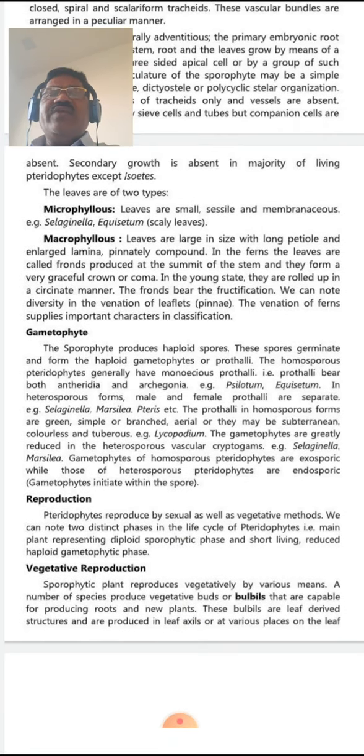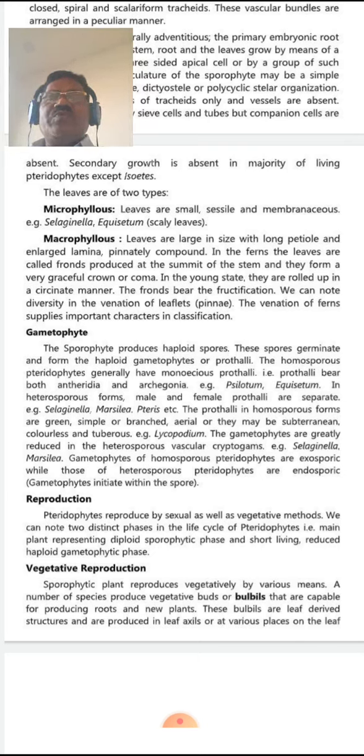Gametophyte: the sporophyte produces haploid spores. These spores germinate and form haploid gametophyte or prothallus. The homosporous pteridophytes generally have monoecious prothallus, that is, prothallus bears both antheridia and archegonia. For example, Lycopodium, Equisetum. In heterosporous forms, male and female prothalli are separate. For example, Selaginella, Marsilea, etc.